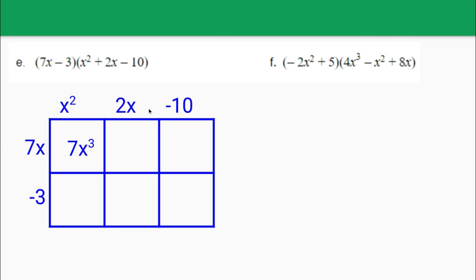7x times 2x, I'm going to multiply the numbers and multiply the letters separately. And 7x times a negative 10 is negative 70x. All right, let's go across the bottom.